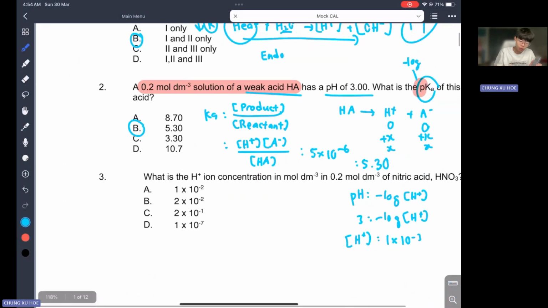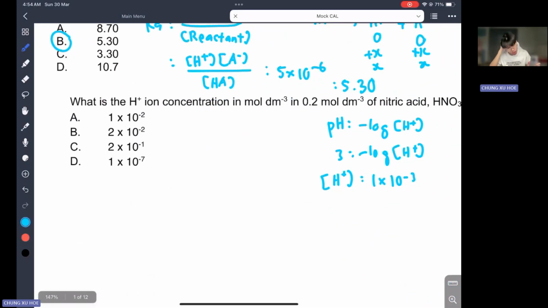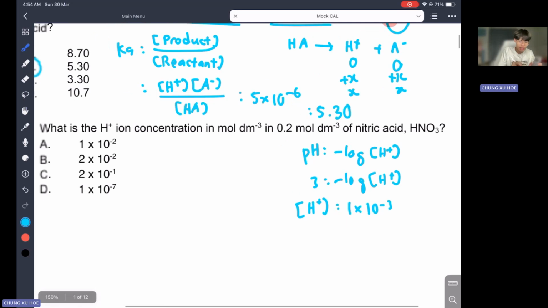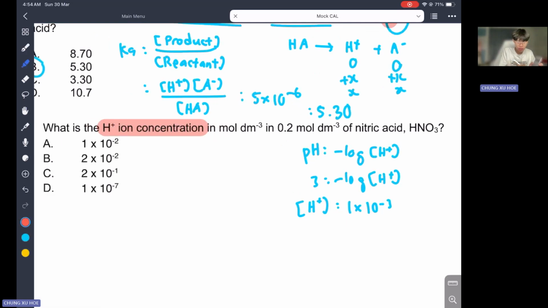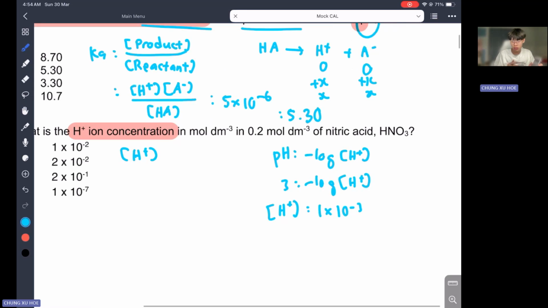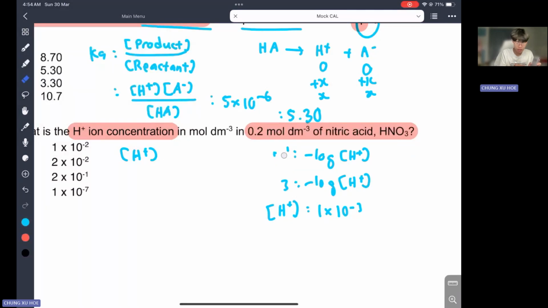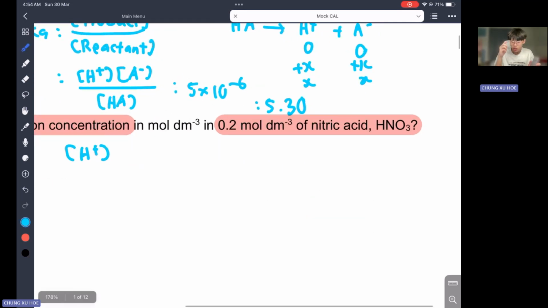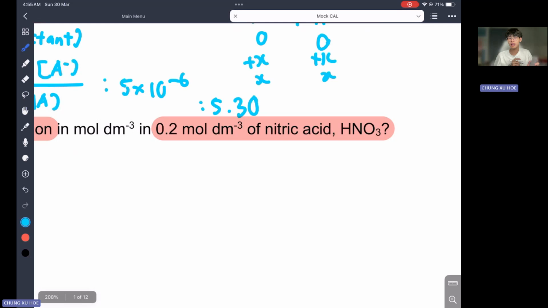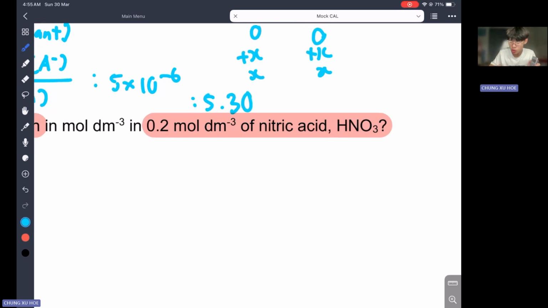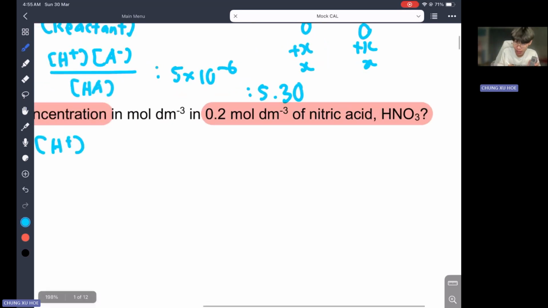Question 3. What is the H plus ion concentration in mole per dm cubed? That means they are finding the H plus concentration in 0.2 of my nitric acid. Okay, this is very important. I'm going to erase this first. Strong acid. The moment you know that HNO3 is a strong acid, what you need to know is the property: it ionizes completely in water. So when it ionizes completely in water, that affects the equation here.